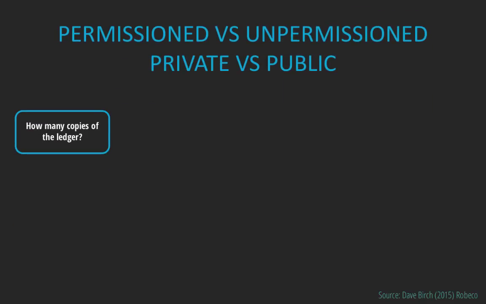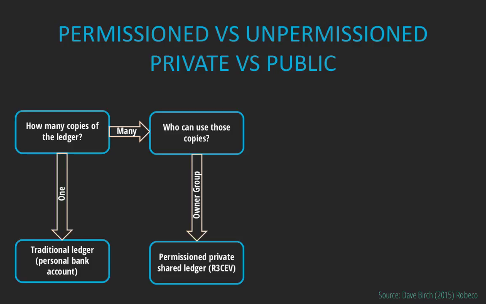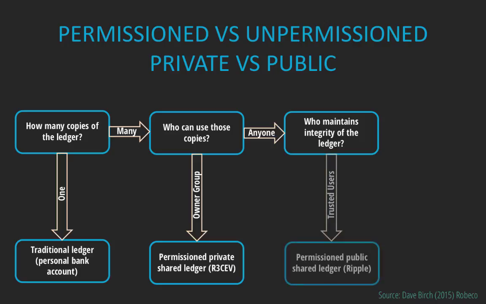Whereas Bitcoin is an unpermissioned public distribution method, there are alternatives that only allow certain groups to enter the blockchain data, and these are called private ledgers. So if we think of it in this way, how many copies of the ledger? 1. Okay, well that's the traditional ledger. That is the personal bank account where you're able to see your own transactions. If there are many copies of the ledger, then we need to ask who can use those copies. If only one owner group is able to use those copies, then it's a permissioned, private, shared ledger. If anyone can use those copies, then we need to make sure who is able to maintain the integrity of the ledger. If only trusted users are maintaining the ledger, then it's a permissioned, public, shared ledger.